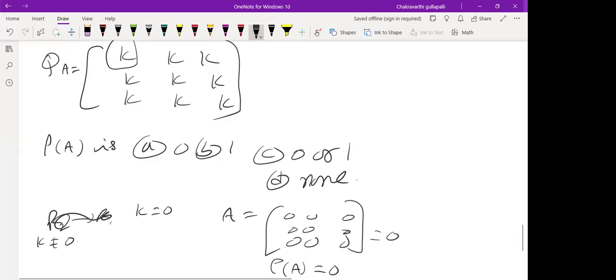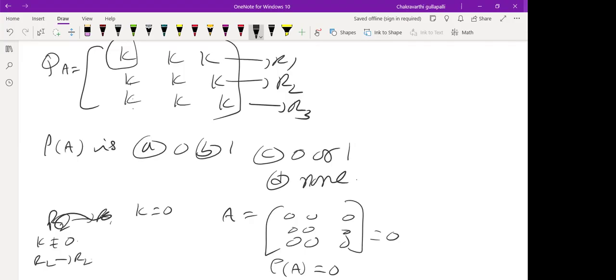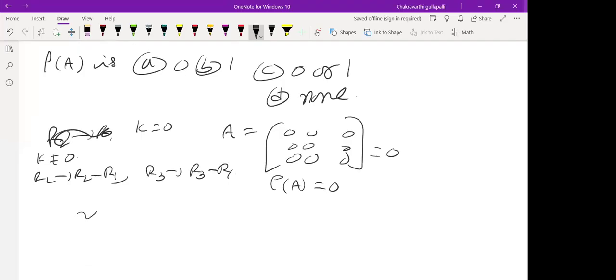K is not 0. Then this is the leader. We have to make the entries below it zeros. This is R1, this is R2, this is R3. So K minus K is 0, K minus K is 0. Apply the operation R2 minus R1, and for R3, apply the operation R3 minus R1. Then it reduces to K, K, K, and 0, 0, 0, 0, 0, 0.